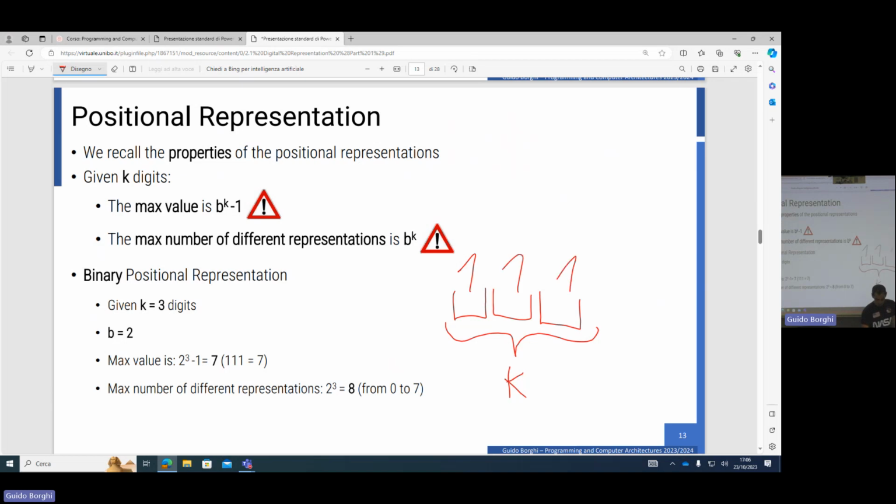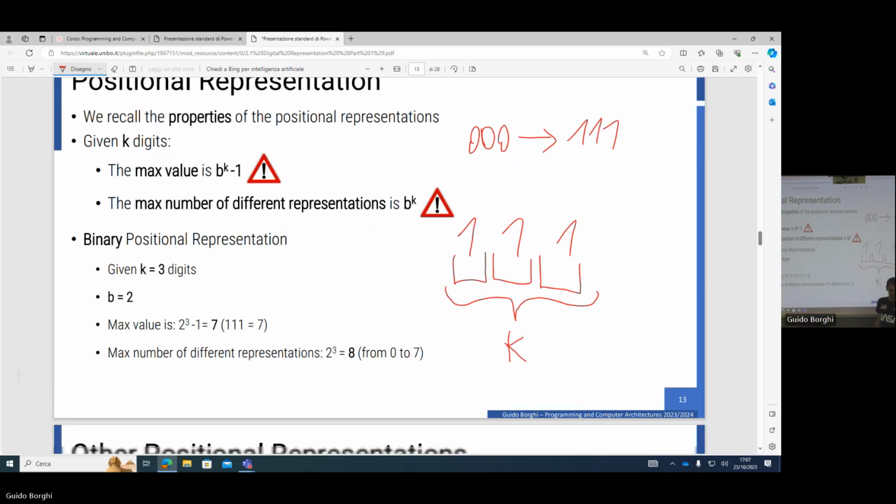1, 1, 1. Okay. 2 to 0, 2 to 1, 2 to 2. 4 plus 2 plus 1, 7. While the maximum number of different representations is 8, since we start from 0, 0, 0 and we go to 1, 1, 1. Okay, if you change every bit of information, you can find finally 8 different representations.